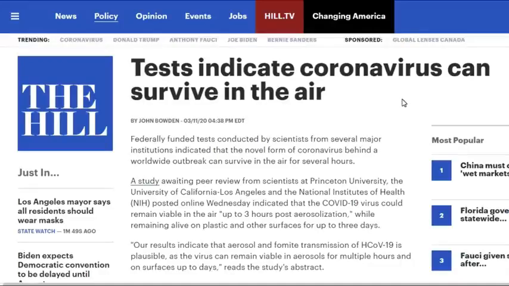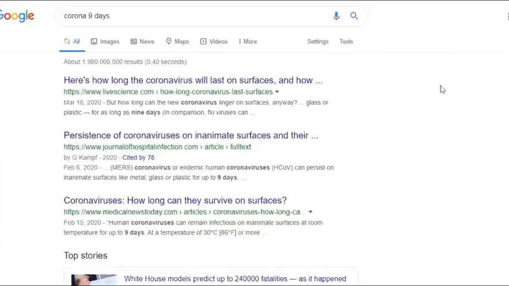Yeah, coronavirus can float in the air up to 3 hours. This is what scientists from Princeton and the University of California say. And the National Institute of Health playing a role in this also. They must be very smart people. So this thing is lighter than air and can defy gravity. Yeah, coronavirus can linger in the air. But it can also linger on surfaces up to 9 days.